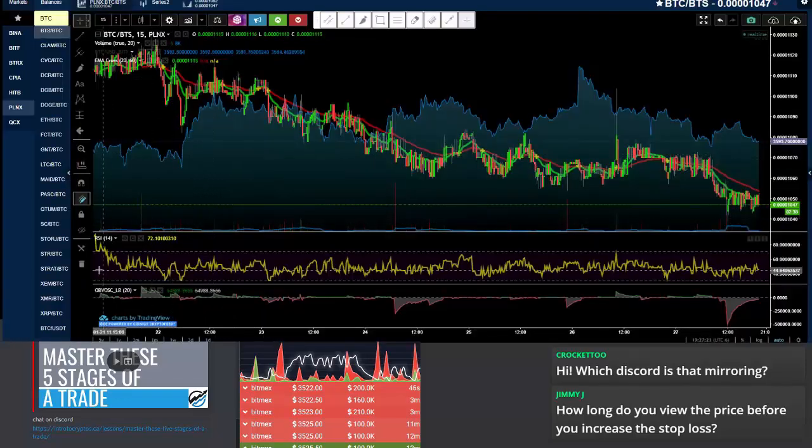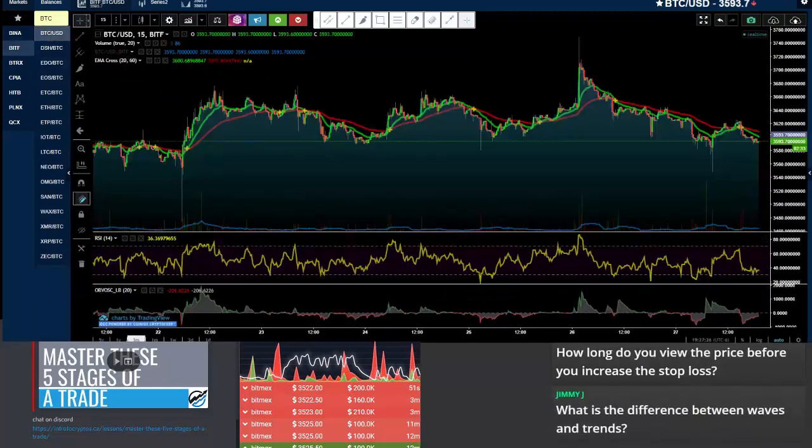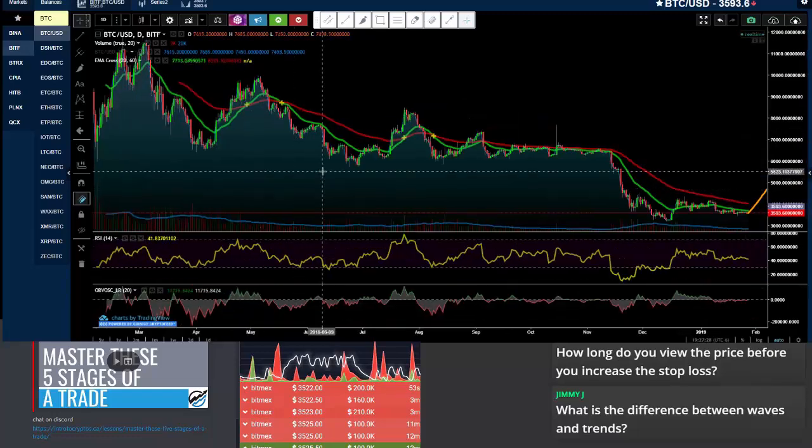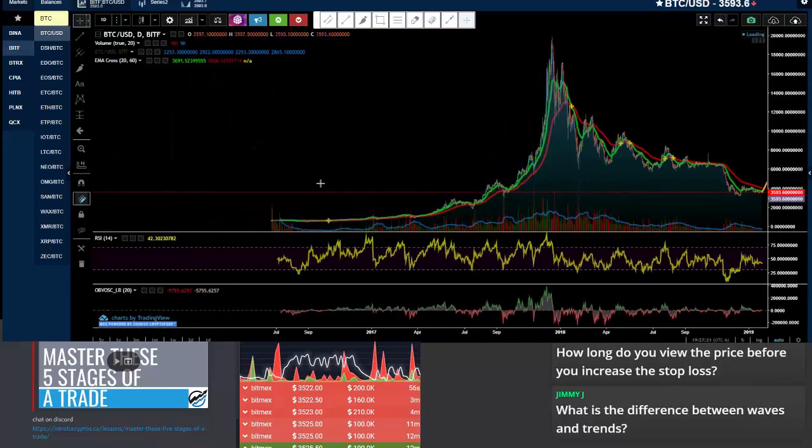And so now I want to go over a couple examples. And the first example I want to go back to is Bitfinex, Bitcoin US dollar. Go to the 1-year chart. And we'll go into some of the waves and the trends right now.